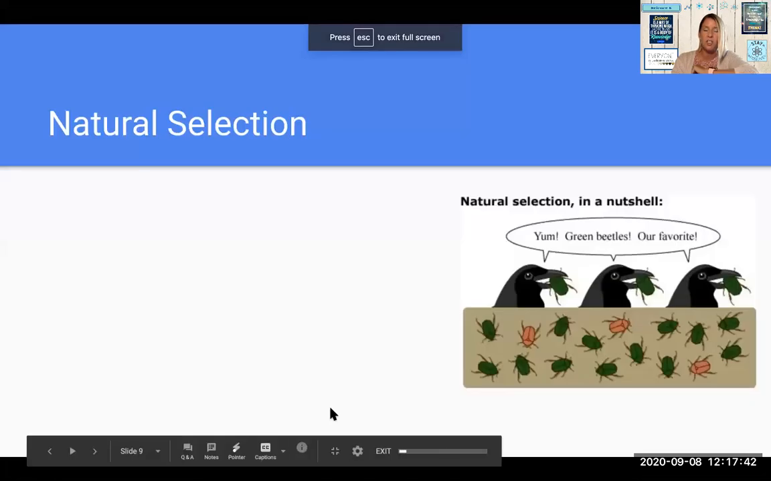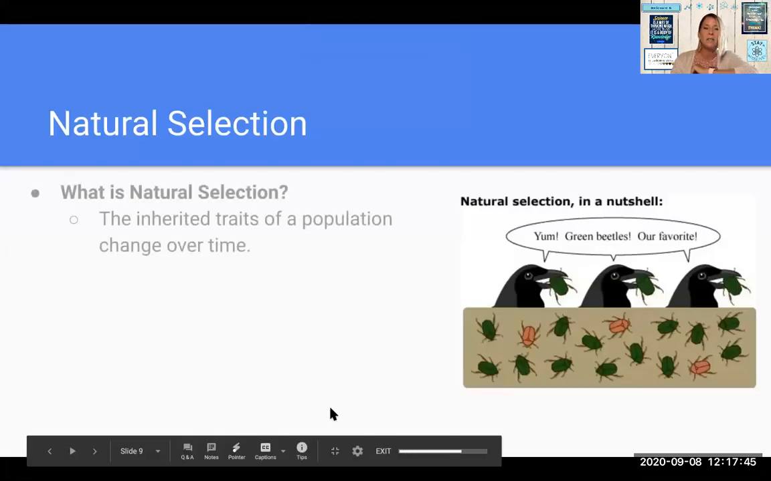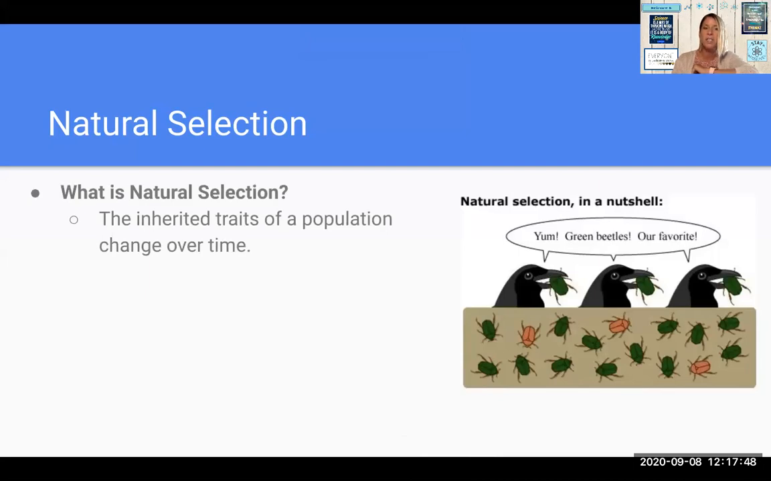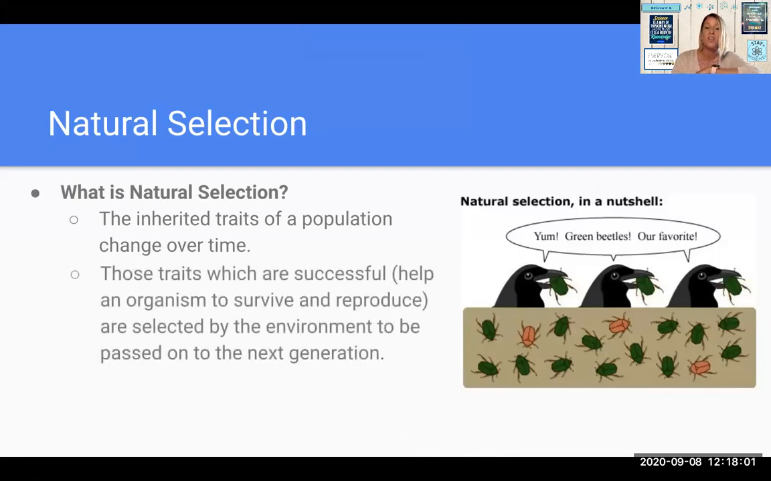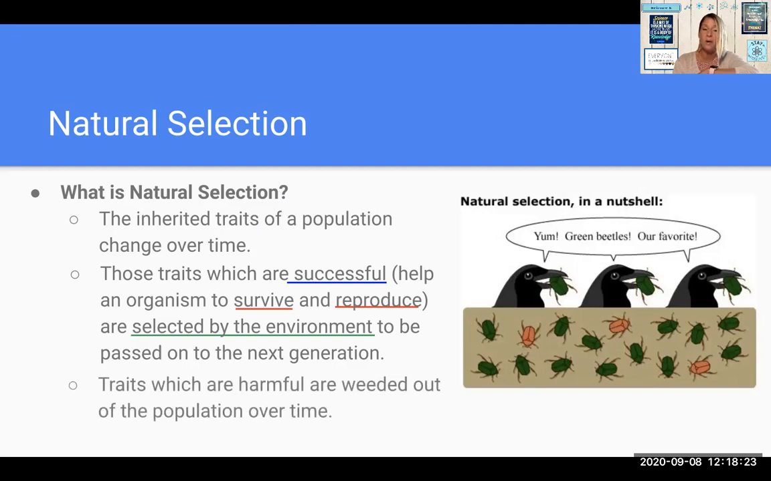So natural selection is this idea that inherited traits within a population change over time. So any given population of organisms can have the traits of that population change over a period of time. Those traits that are successful, the ones that help an organism to survive and to reproduce, are selected by the environment. So the environment determines which traits are successful and passed on to the next generation. Those traits which are harmful to the population are weeded out of the population over time.